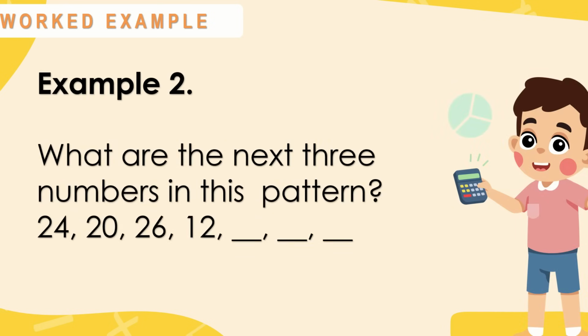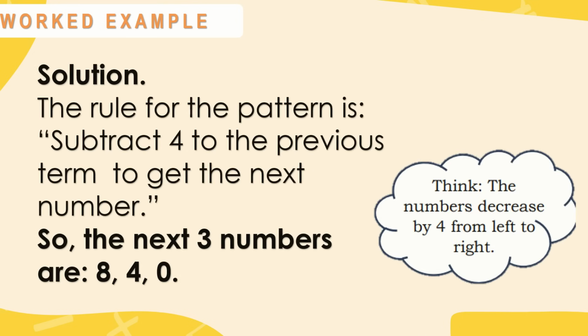Example 2. What are the next 3 numbers in this pattern? 24, 20, 16, 12. Think the numbers decrease by 4 from left to right. For the solution, the rule for the pattern is subtract 4 from the previous term to get the next number. So, the next 3 numbers are 8, 4, 0.